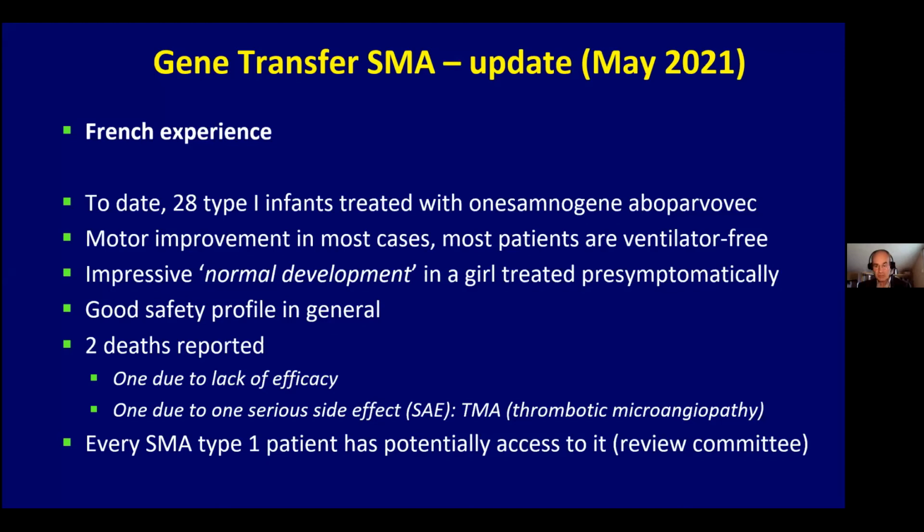And we even had a very impressive case of normal development in a girl that was treated presymptomatically because her brother was affected. So when she was born, she was diagnosed very early as a potential SMA patient and therefore treated in the first few weeks. So that one is really doing very, very well.